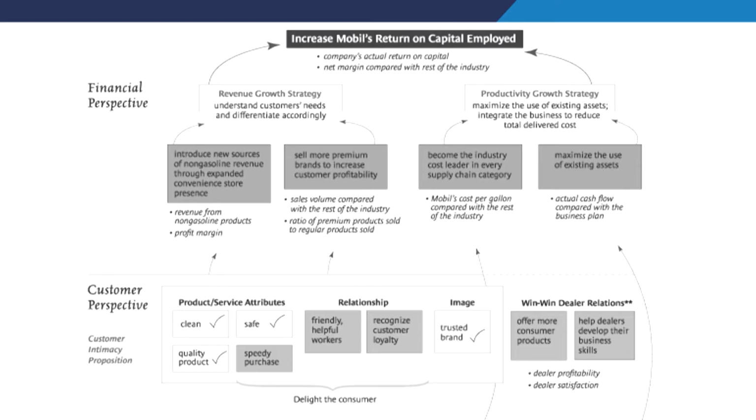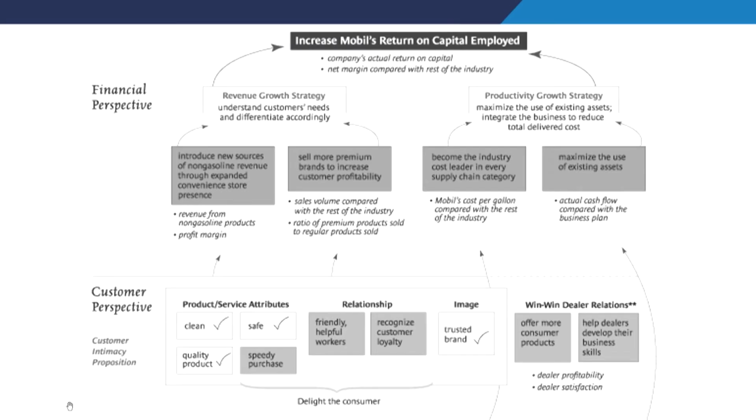One, the revenue growth strategy, and the other, the productivity growth strategy. To improve the revenue growth strategy, the company had to understand the customers' needs and differentiate accordingly. Now to achieve that, what could they do? Two important things they could do.